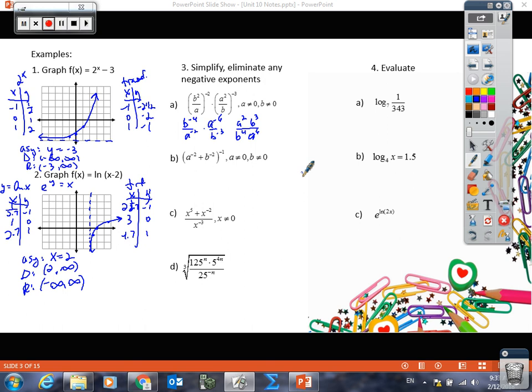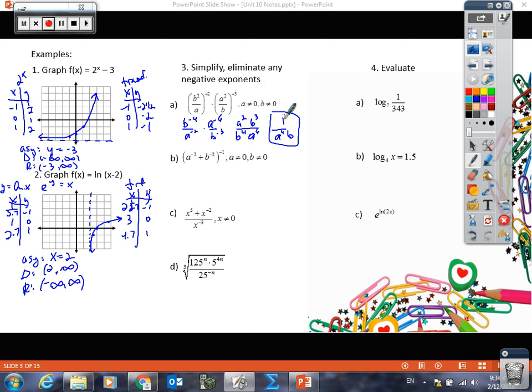Step 3 is getting the bases together using those other rules. So I have 2 a's on top and 6 a's on the bottom. How many a's am I going to be left with? 4, and where are they going to be? On the bottom, in the denominator. So I have a to the 4th down here. All right, let's work on the b's. I have 3 b's in the numerator and 4 b's in the denominator. How many b's am I going to have left? 1, and it will be in the denominator. And so I don't have anything left up there, so that means it's a 1. So there's my simplification. Okay?